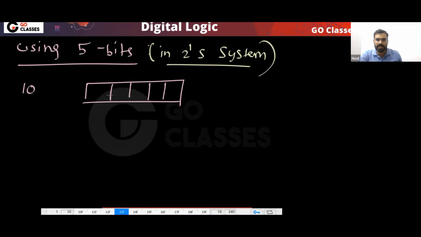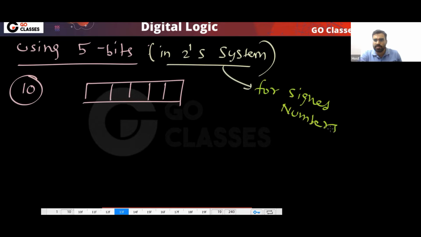So it's very simple. Remember, when you are representing 10 in this 2's complement system, this is for signed numbers. You already know this system is for signed numbers. These systems that we study are basically for signed numbers. So this 10 is plus 10, which will be 0 and then 1010. This will be the answer.